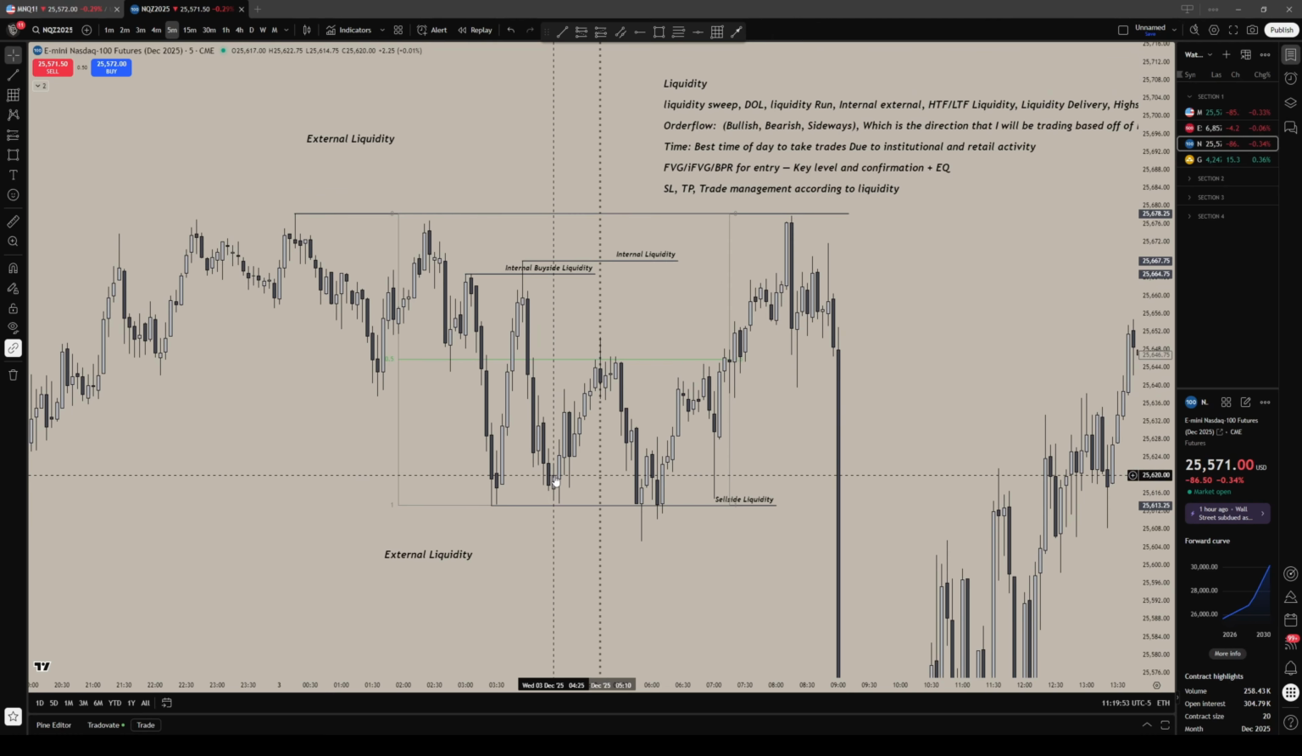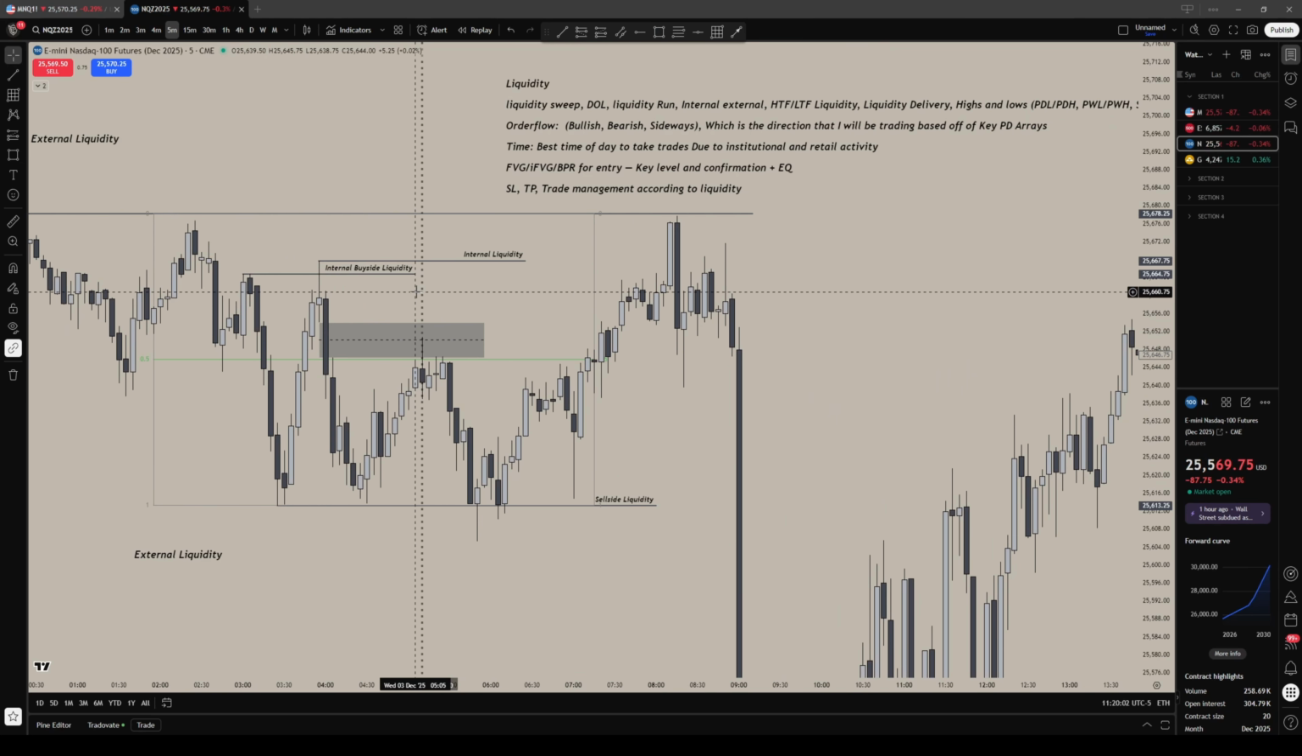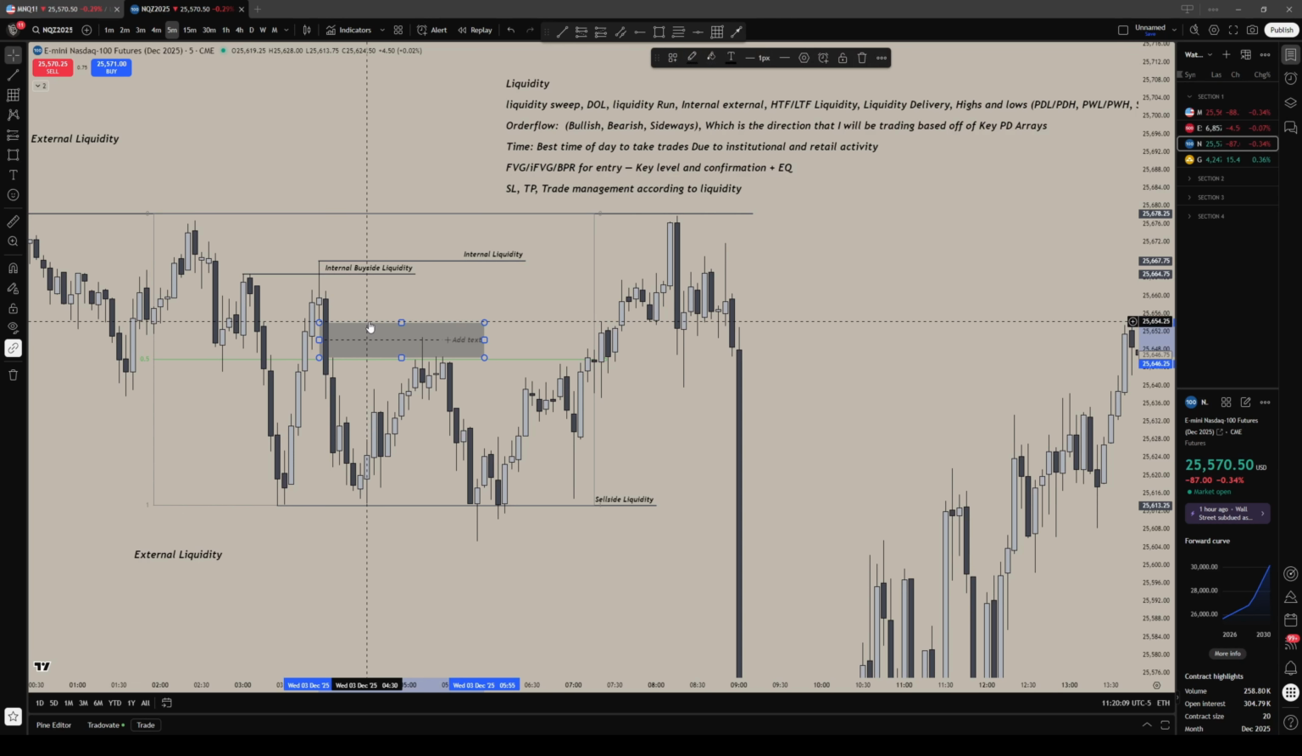It created this high, which will be the later new internal buy side liquidity. Goes down, creates a relatively equal low, stays in the range, goes up, takes more internal liquidity in the form of this fair value gap. I'll move this line now. Goes down and takes out external liquidity. And now we're at the point where I took the trade.